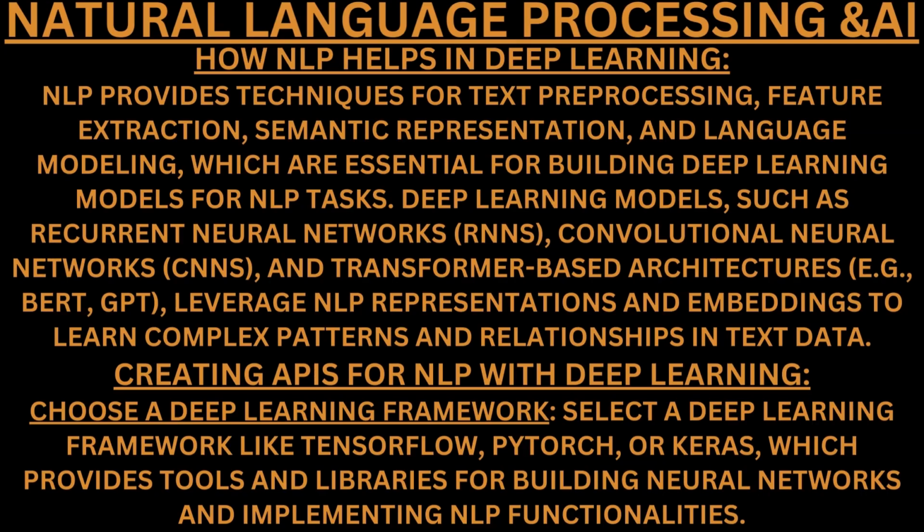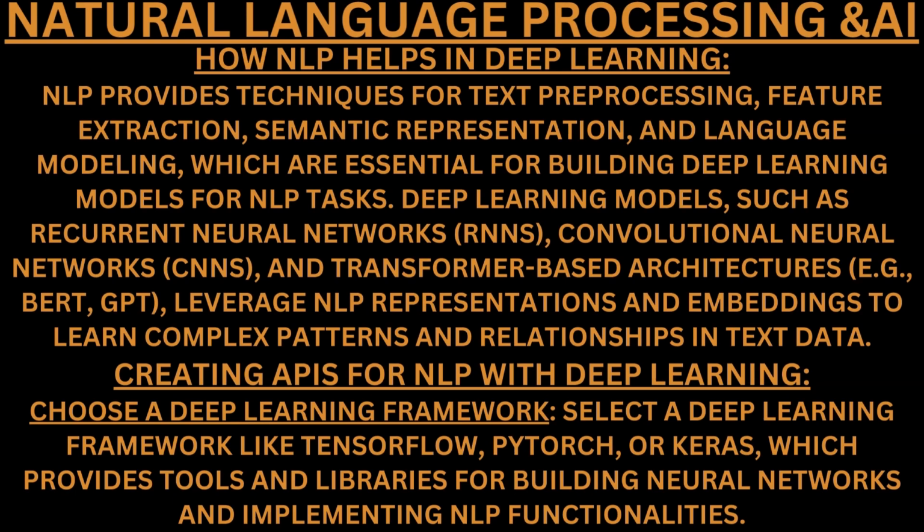How natural language processing helps in deep learning. Natural language processing provides techniques for text pre-processing, feature extraction, semantic representation, and language modeling, which are essential for building deep learning models for NLP tasks. Deep learning models such as recurrent neural networks (RNNs), convolutional neural networks (CNNs), and transformer-based architectures, that is BERT, GPT, leverage NLP representations and embeddings to learn complex patterns and relationships in text data.